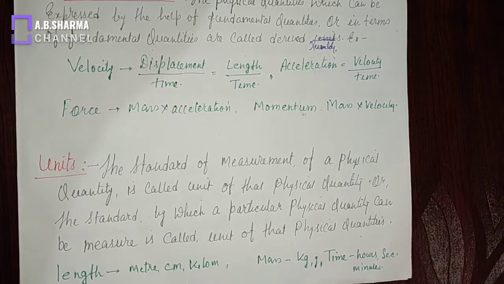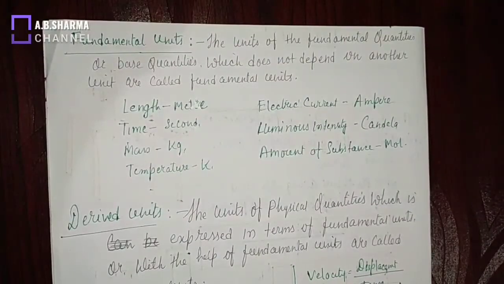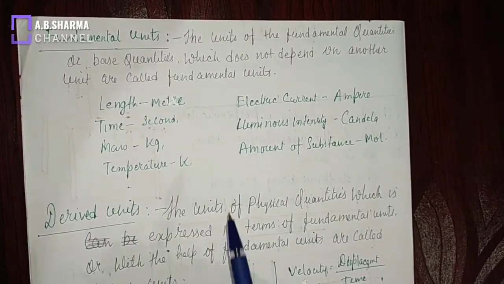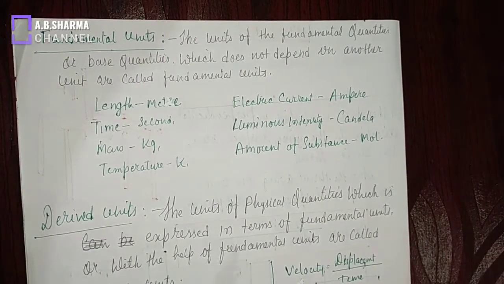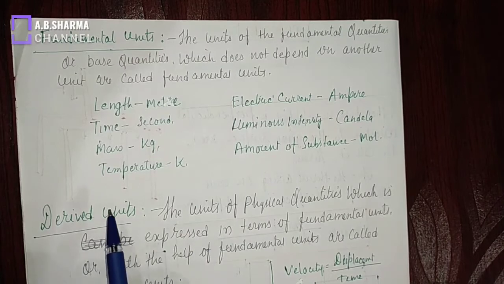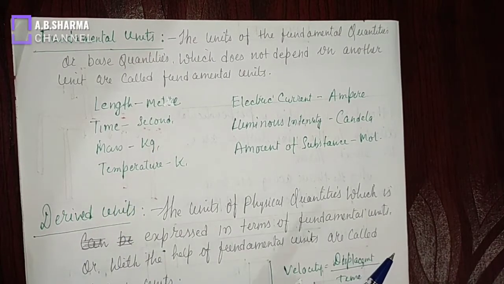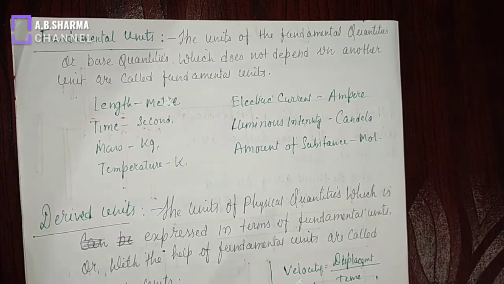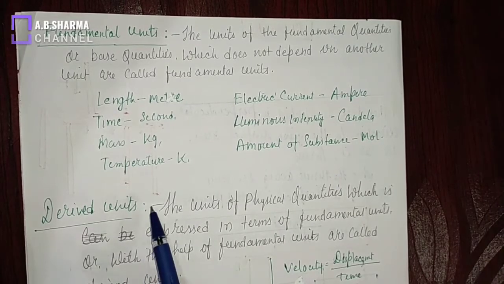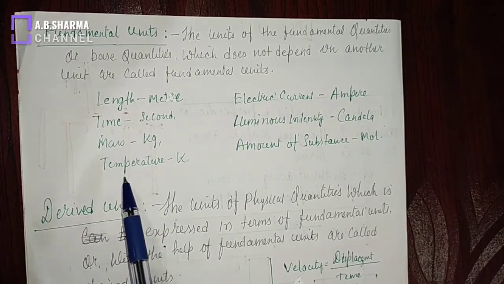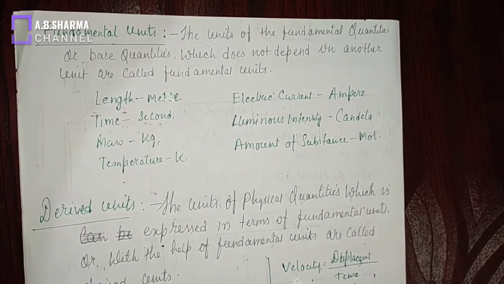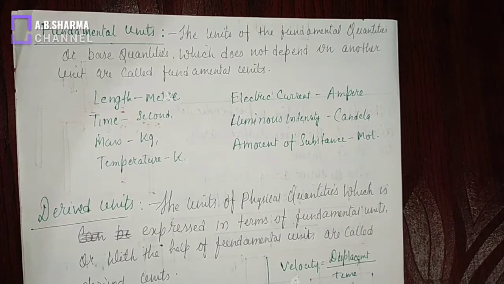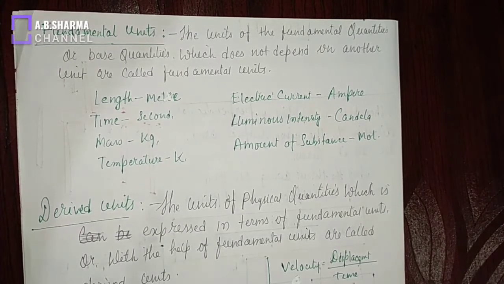See the explanation. First is fundamental units. What are the fundamental units? The units of fundamental quantities or base quantities which we have studied earlier, those units are called fundamental units. Means units which do not depend on another unit are called fundamental units. What are the 7 base quantities? That are length, mass, time, temperature, electric current, luminous intensity, and amount of substance. So units of these fundamental base quantities are called fundamental units.